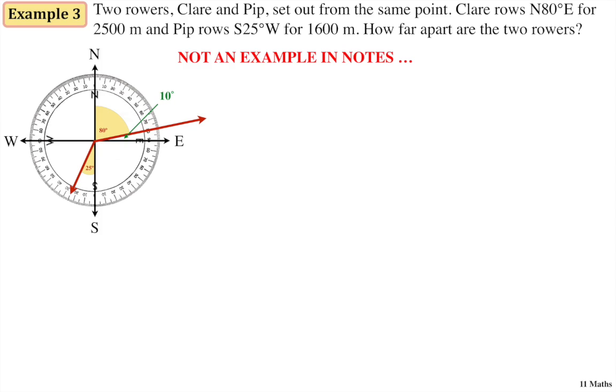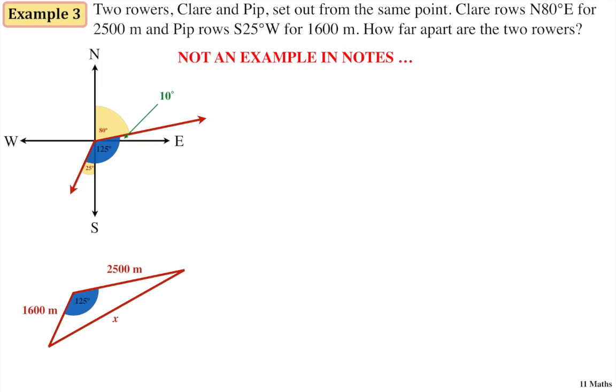Well, let's just also figure out some angles here. If that's 80 degrees, we know that there's a 10-degree angle in there. We know that's 90 degrees, because east and south are 90 degrees apart. We know that's 25 degrees. We've got enough information to be dangerous here. This angle that I've shaded in blue is 10 plus 90 plus 25. 10 plus 90 is 100, plus 25 gives me 125 degrees.